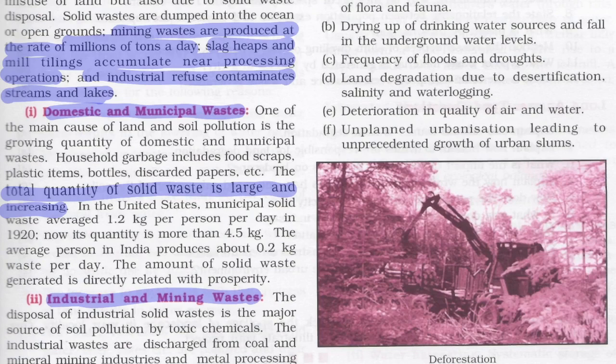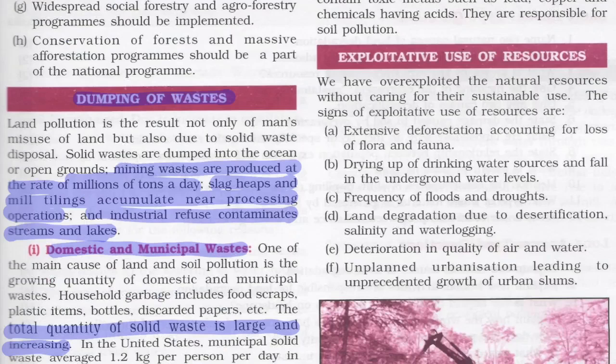The disposal of industrial solid waste is a major source of soil pollution by toxic chemicals. The industrial waste is discharged from coal and mineral mining industries as well as metal processing industries. And this waste is from the manufacturing sectors. It contains toxic metals like lead, copper and chemicals having acids. And therefore, all these toxic metals are responsible for soil pollution.